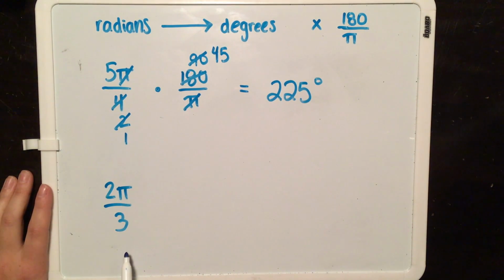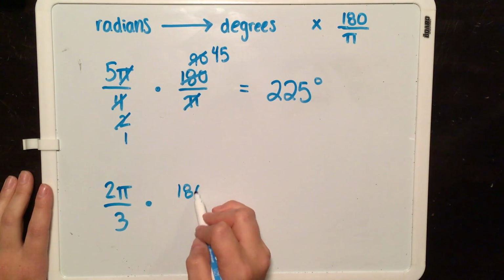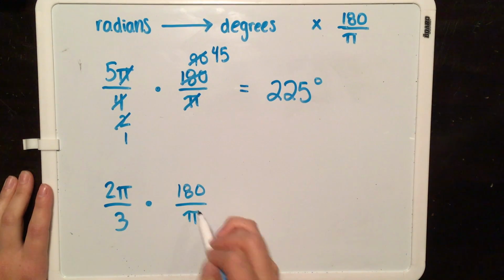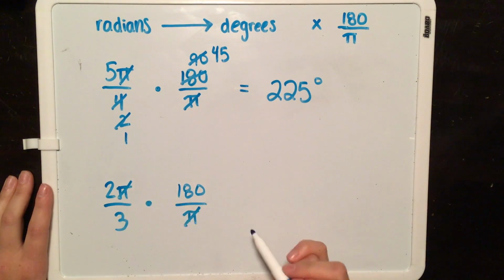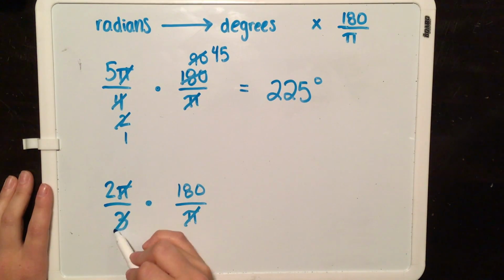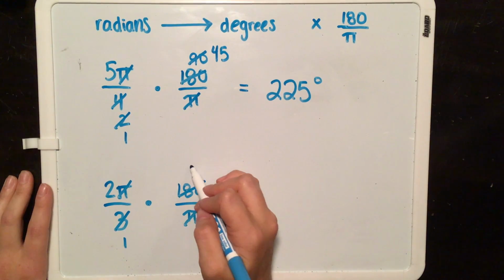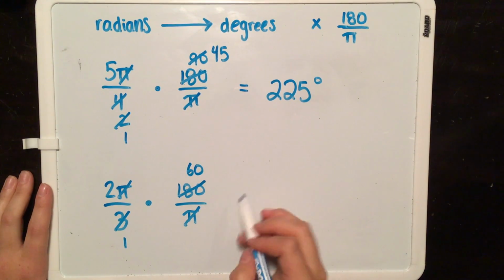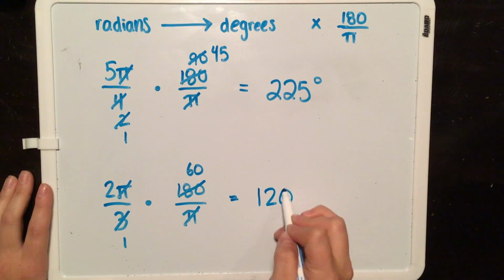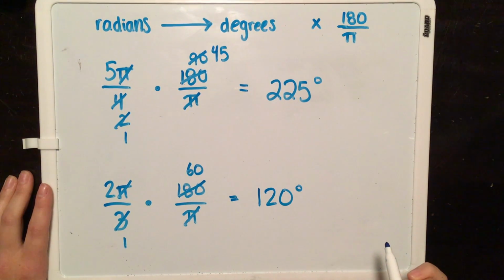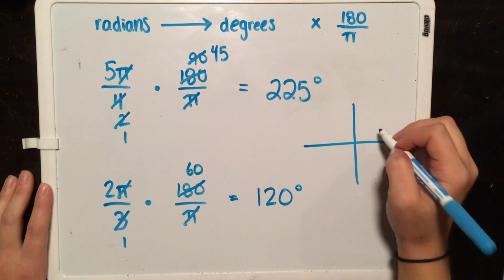Now let's try 2 pi over 3. Multiply by the conversion factor, 180 over pi. We can cancel the pi on the bottom with the pi on the top. And the 3 on the bottom, 180 divided by 3 is 60. So our answer, 60 times 2, 120 degrees.